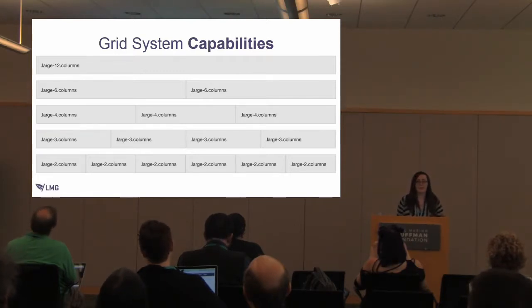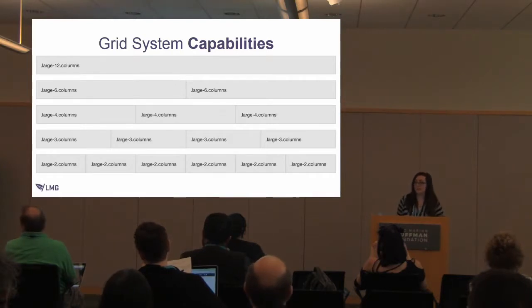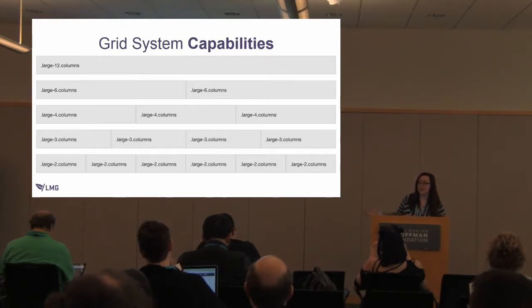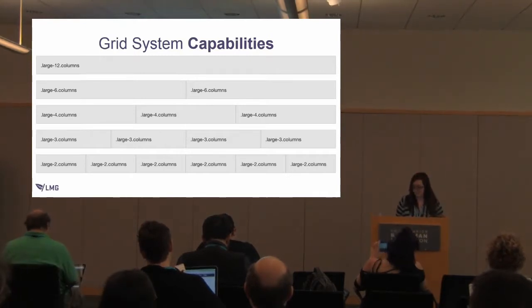Then in the second example, we have two 6 columns. And then you can go on. So then we have three 4s, four 3s, or six 2s. So if you can add to 12, you can use Foundation Press. And if you can't, I'm sorry. That's unfortunate. But yeah, then you just go about and build your website using this framework the entire time.